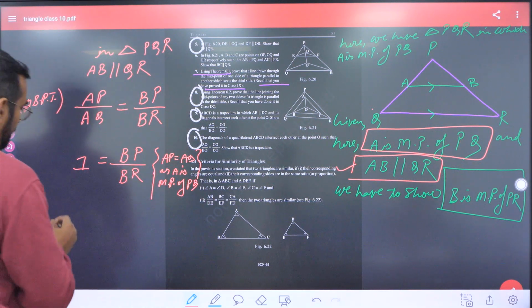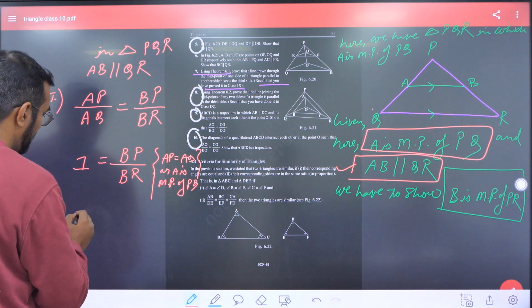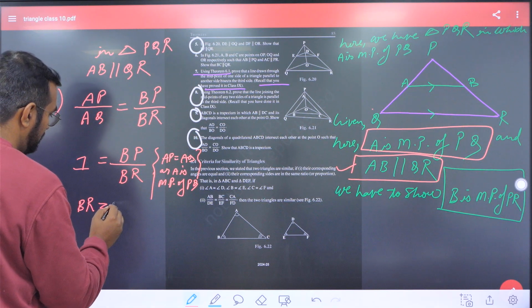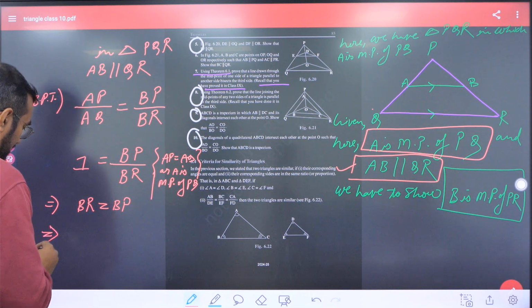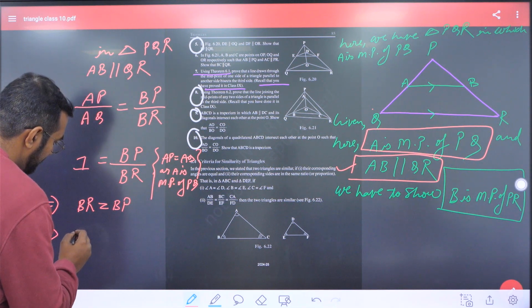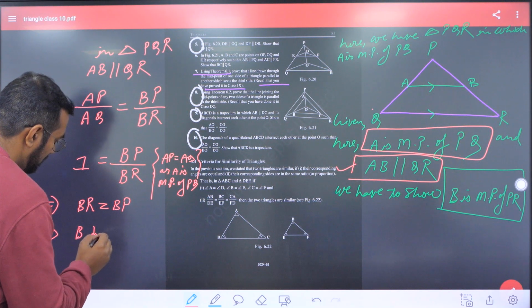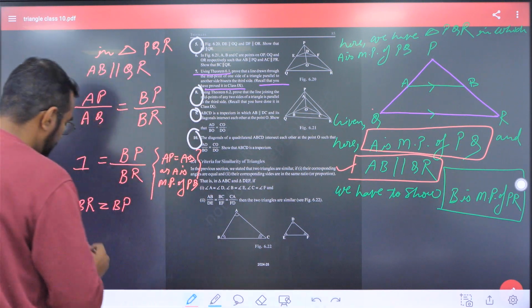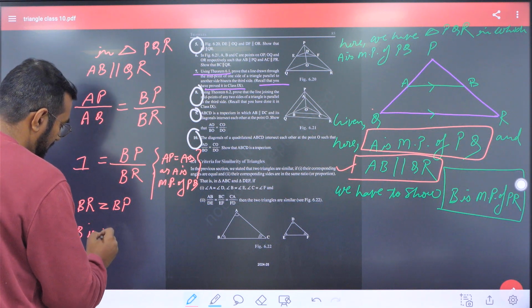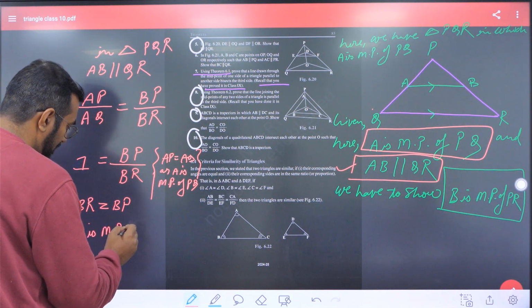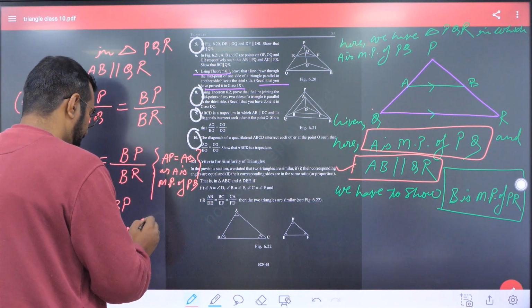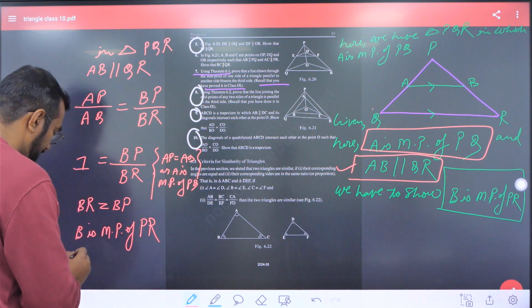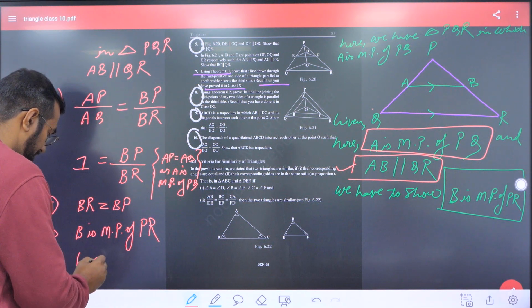Now by transposing this to this side you can write BR is equal to BP. This implies that B is the midpoint of PR. Hence proved.